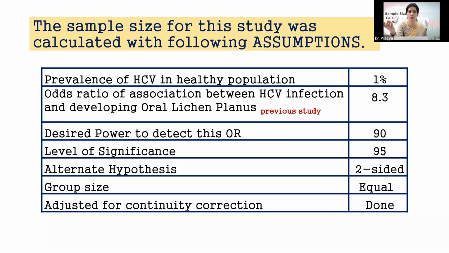The odds ratio from the previous study is 8.3. The power in this case is 90%, and the level of significance is 5%. The alternate hypothesis is two-sided, and group sizes are equal. Just read this 95% confidence level as 5% significance, and adjust for continuity correction. Now I'm taking one as a proportion and the second in the form of an odds ratio. So I have to calculate with 1% and an odds ratio of 8.3.